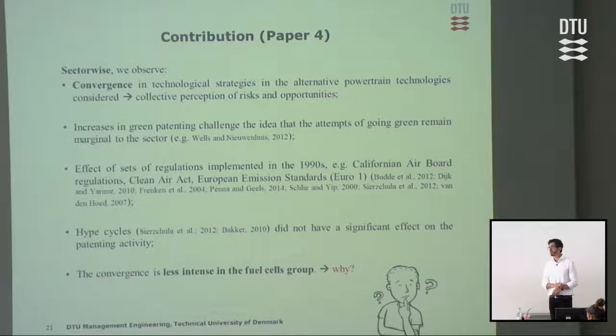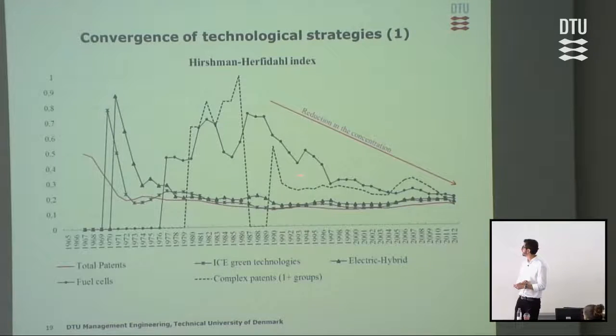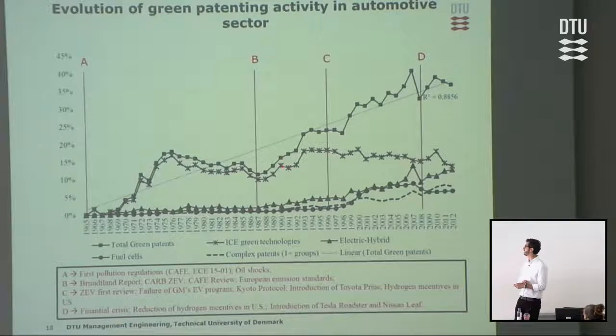We see somehow, although we don't do statistical analysis here, the effects of the regulations implemented in the 90s. For example, the California Air Board regulations, the Clean Air Act, the first European standards. In fact, somehow they affected this, or at least the timing of these events is very close.